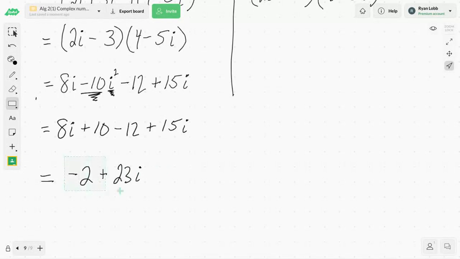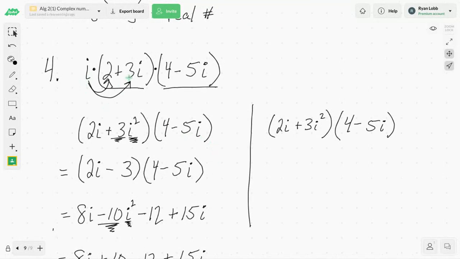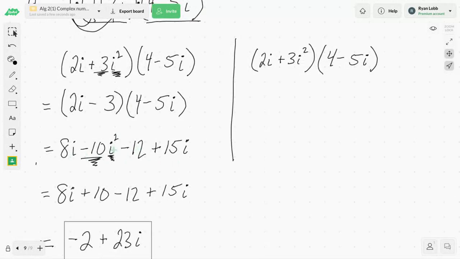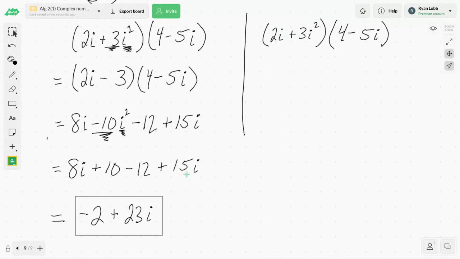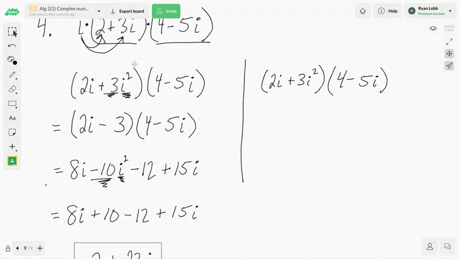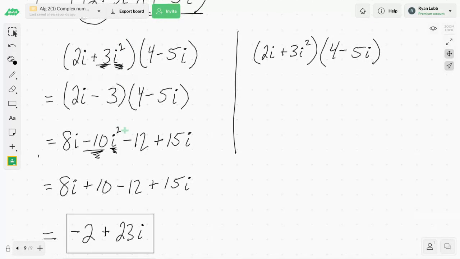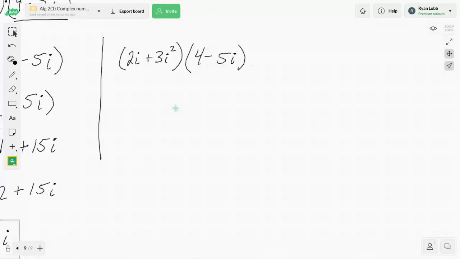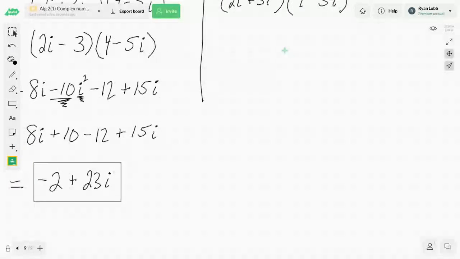Okay, so in that one, what did we do? Well, we started up top by distributing that i, and we simplified, then multiplied, then simplified, right? So as we went along, as soon as I got greater than a power of 1, we simplified it. Okay. Now over here, let's not do it that way. We've got an answer of negative 2 plus 23i.